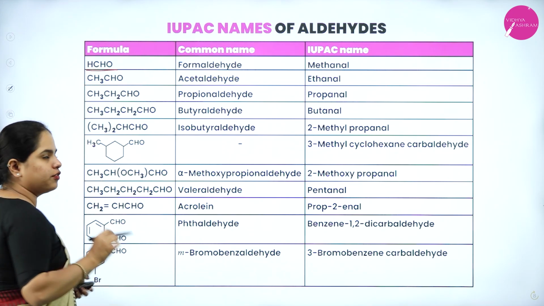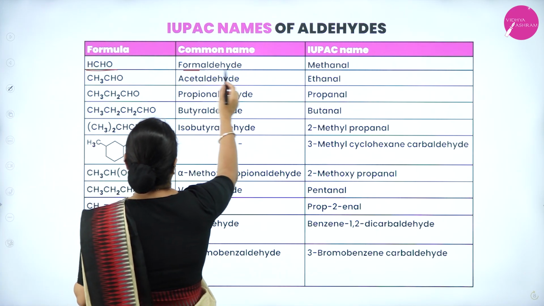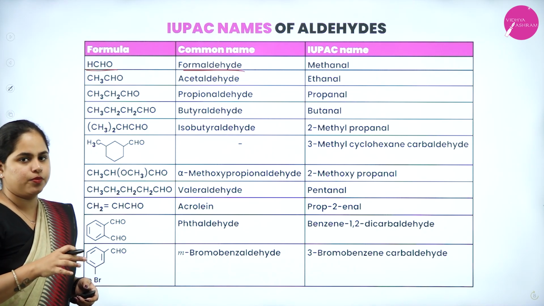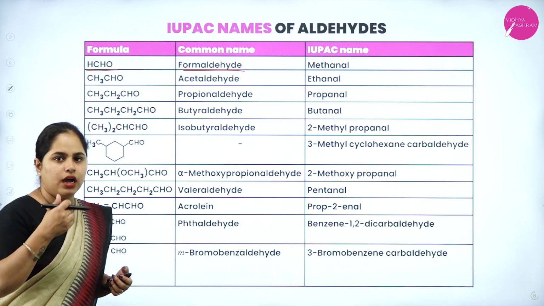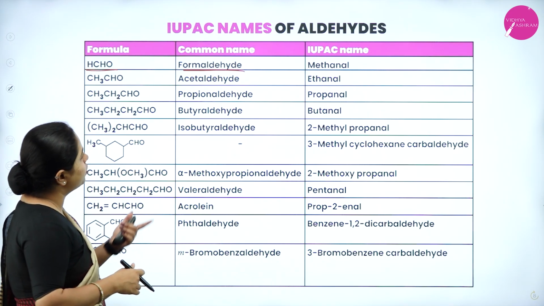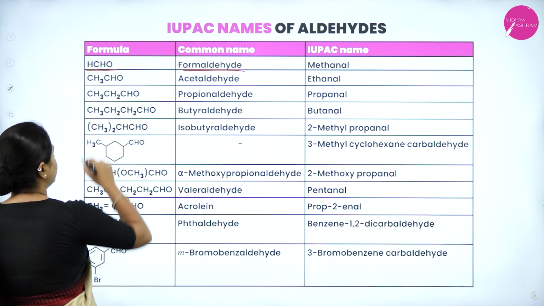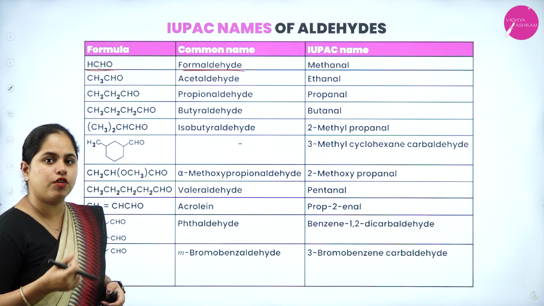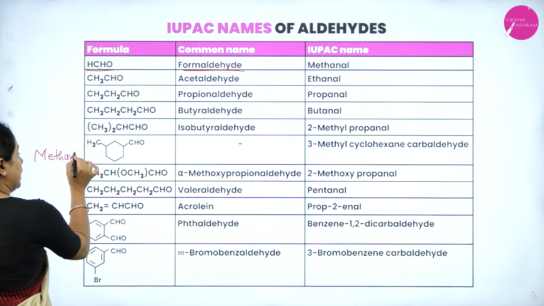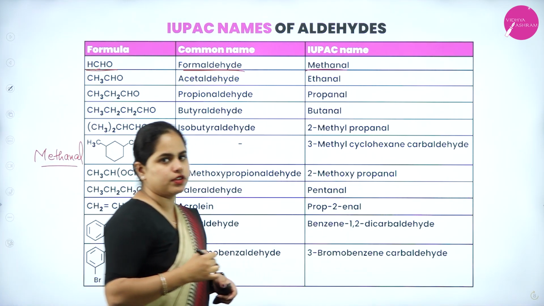First, the simplest aldehyde is HCHO. The common name is formaldehyde. Where does formaldehyde come from? It is from formic acid, right? Common names are derived from the acids, so from formic acid you get the name formaldehyde. Now how do you name the IUPAC name? It is from the corresponding hydrocarbon. Which is the hydrocarbon containing only one carbon atom? It will be methane, right? So instead of the E in methane, what do you write? Al. Methanal will be the IUPAC name of the first one.